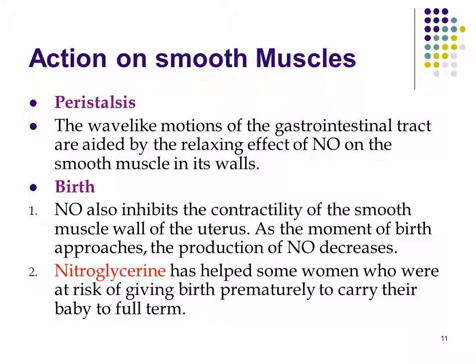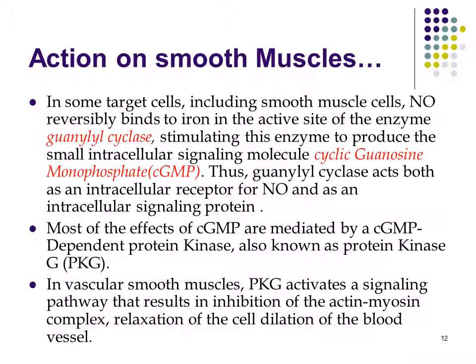As the moment of birth approaches, the production of nitric oxide decreases. Nitroglycerin has helped some women who were at risk of giving birth prematurely to carry their baby to full term. In some target cells, including smooth muscle cells, nitric oxide reversibly binds to iron in the active site of the enzyme guanylyl cyclase, stimulating this enzyme to produce the small intracellular signaling molecule cyclic guanosine monophosphate. Thus, guanylyl cyclase acts both as an intracellular receptor for nitric oxide and as an intracellular signaling protein.